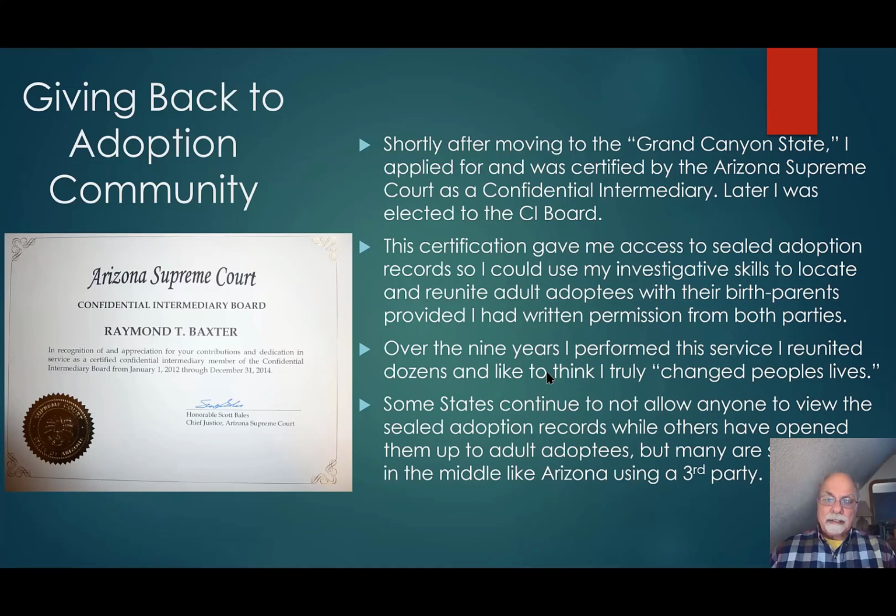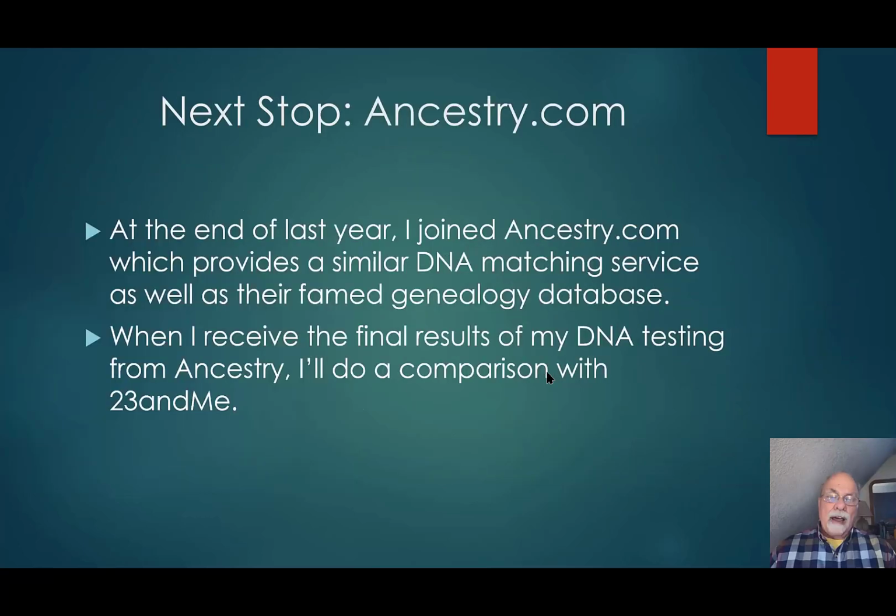So today, some states continue to not allow anyone to look at the sealed adoption records. Others have opened them up to adult adoptees, but many are in the middle, like Arizona, where they use a third party. So I want to let you know that I've also signed up for Ancestry.com, last year rather. And when I get that information in the coming weeks, I will do a follow-up to this, showing you how Ancestry and 23andMe either differ or are the same.